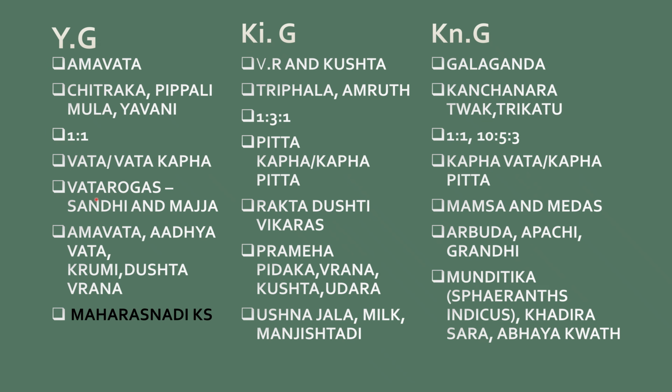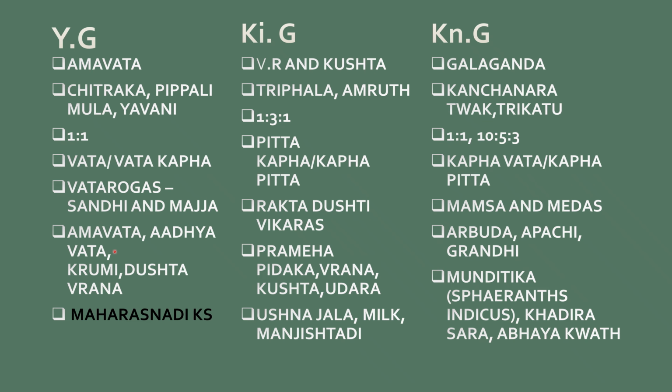So what are the main dhatu dushtis which are indicated for Yogaraja Gugulu? Vata rogas involved in Sandhi and Majja are the indications of Yogaraja Gugulu, whereas Kaishora Gugulu is indicated in Rakta Dushti Vikaras, where Rakta is vitiated and the diseases are manifested, like Vata Rakta, Kushta, Prameha. So many diseases are like this. In Kanchanara Gugulu, Mamsa and Medas are the main vitiated dhatus, as in Granthi, Apaci, Arbuda. We know that Rakta is also there, but Mamsa and Medas are the main.